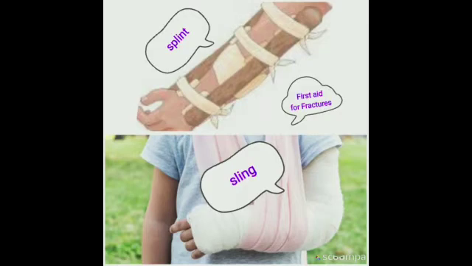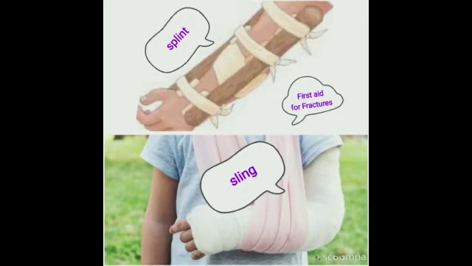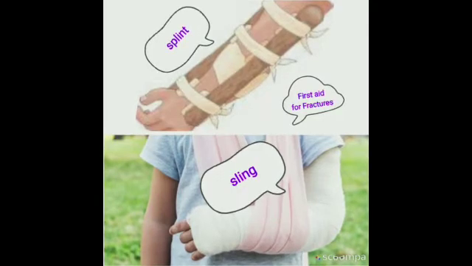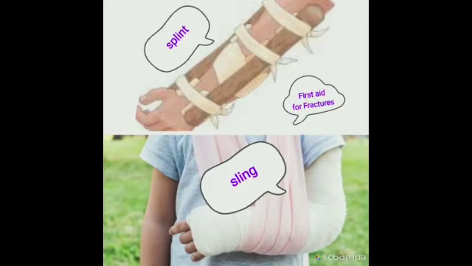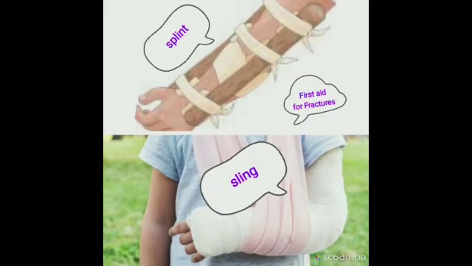And then first aid for fracture. How can we give first aid for a fractured person? Take a piece of cardboard or wood, anything, and tie it around the fractured part to give support. That is called a splint. This prevents movement of the broken bone, right?